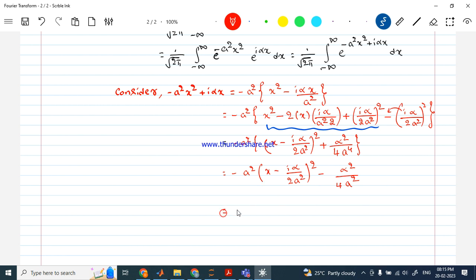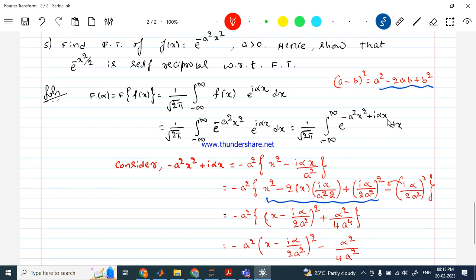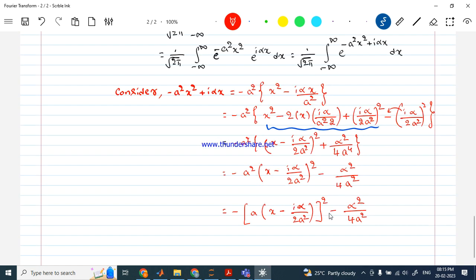Let me just go for one more step. I will write here minus, I will just take this expression inside, a into x minus i alpha by 2a square whole square. Okay, so this is my a square into b square. A square into b square becomes what? ab whole square minus alpha square by 4a square. Simple. So what I did here, I wrote this power in this form. Let me substitute this expression back here.